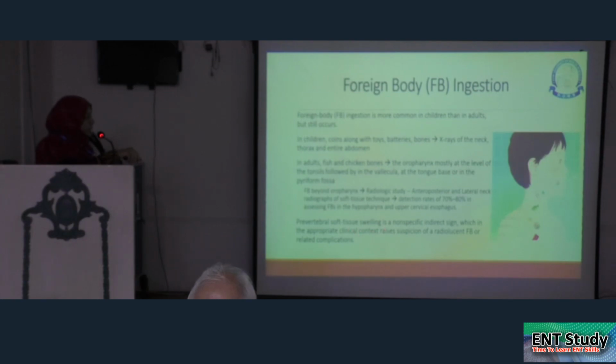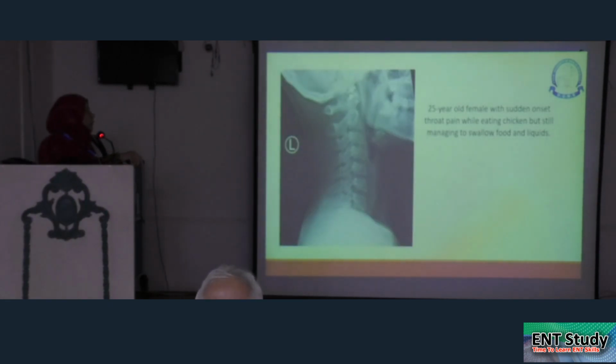The prevertebral soft tissue swelling is a non-specific indirect sign, which in the appropriate clinical context raises suspicion of a radiolucent foreign body or any related complication.